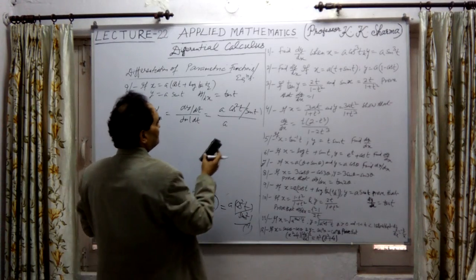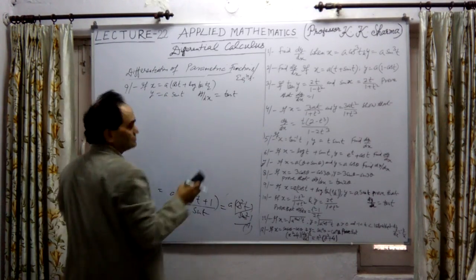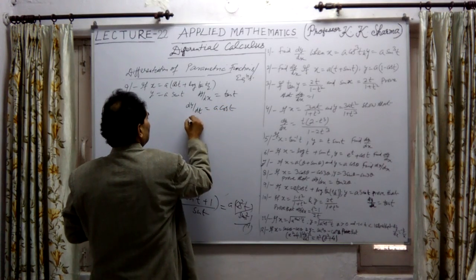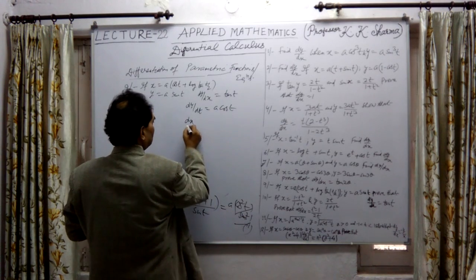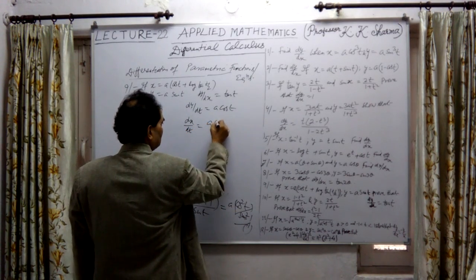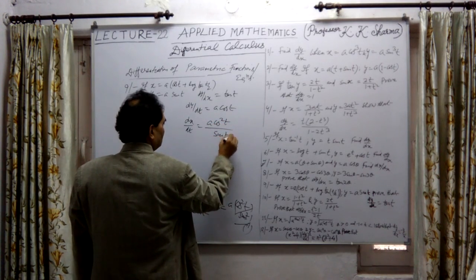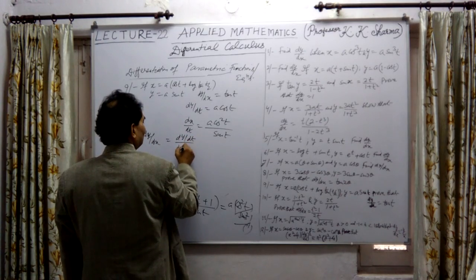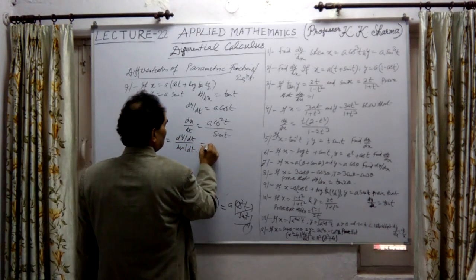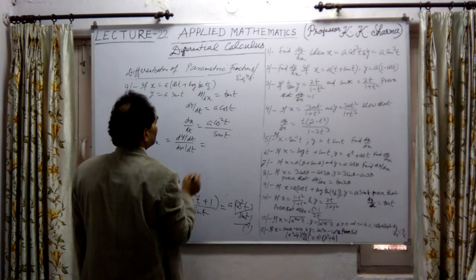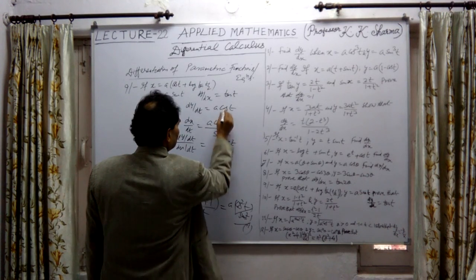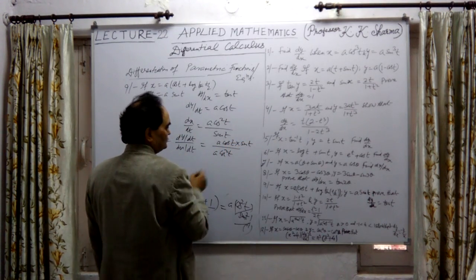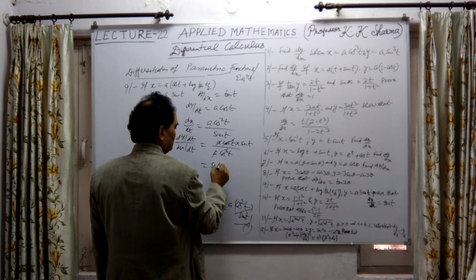So here dy/dt is a cos t only, while for dx/dt, this was the second one, the first one was wrong. So dx/dt is this value, a cos² t upon sin t. Sorry, I don't know why it is making me puzzled. Dy/dx is dy/dt over dx/dt. This one in the denominator, this in the numerator: a cos t in the numerator divided by a cos² t divided by sin t. So sin t will come in the numerator, one cos t cancels out. This is sin t upon cos t, I'm sorry.